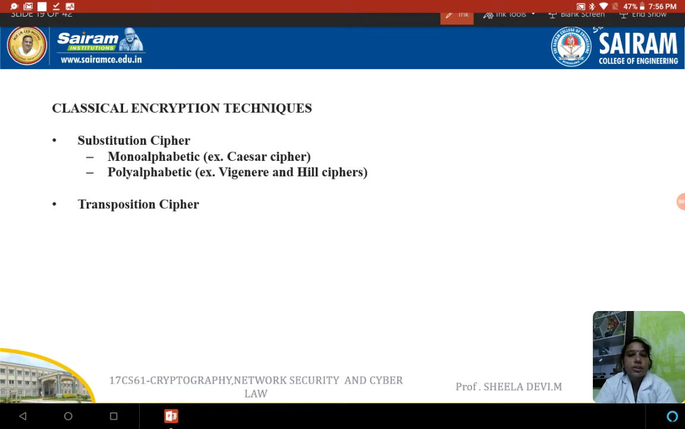Substitution ciphers are nothing but, what is the purpose of studying this? We are going to do the encryption. What is encryption? Converting the plain text to the cipher text. Why do we have to convert the plain text to the cipher text? The attacker should not understand the data which has been sent by the sender to the receiver. That is the ultimate purpose.